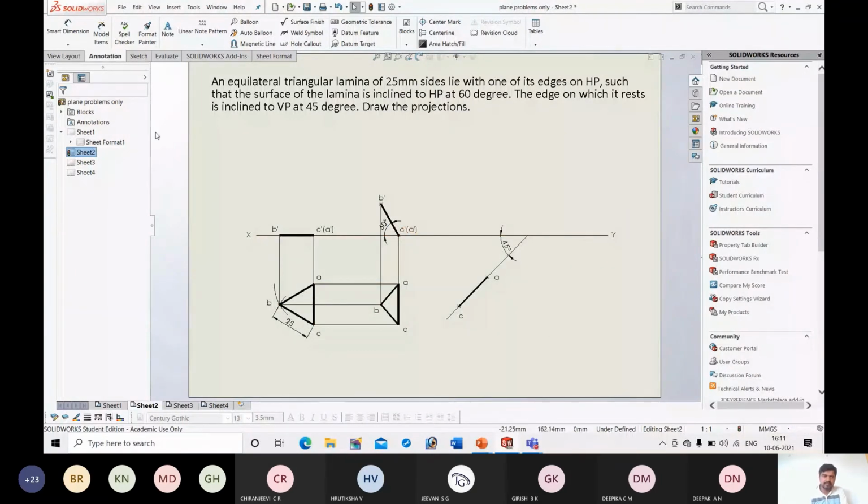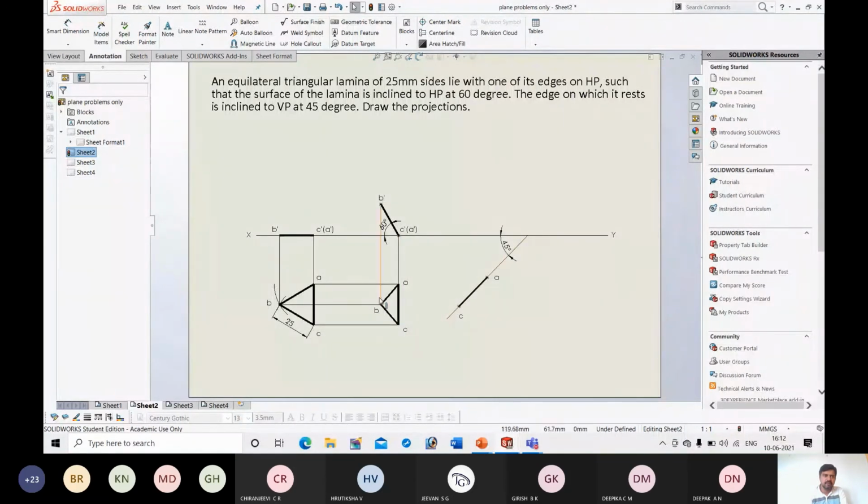Next, what you should do is take the radial distance between AB using a compass. Keep one tip on A, another tip on B. Take the radial distance and draw an arc. Again, take the same radial distance and draw an arc. You will get point B.